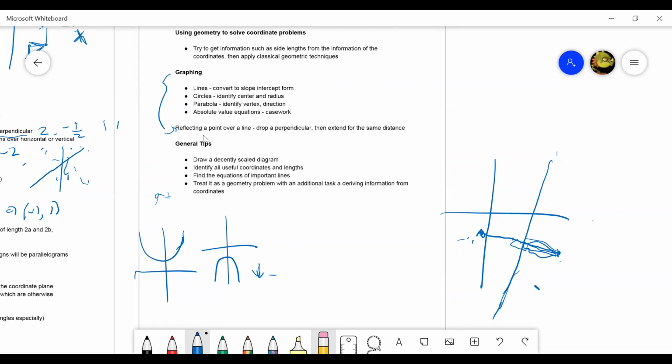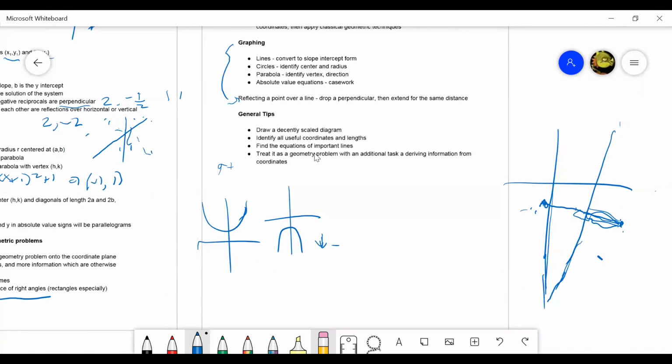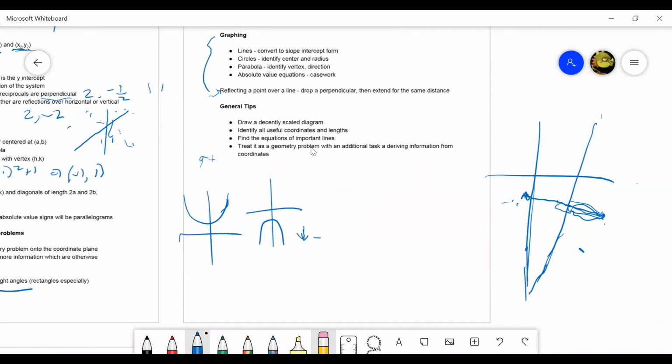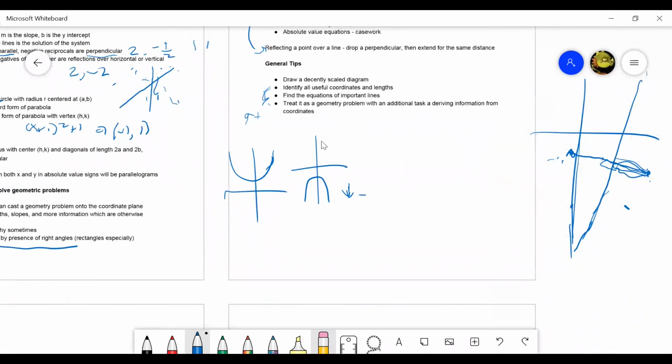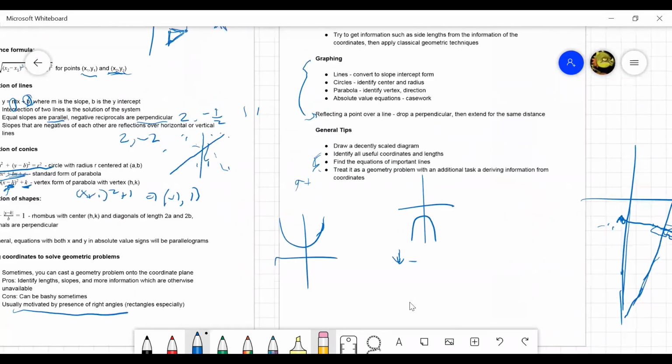And lastly, just some general tips. You need to draw a decently scaled diagram. Again, with geometry problems, you want to draw accurate diagrams. They don't have to be super pretty, but as long as they get the job done, it's okay. Identify all useful coordinates and lengths. That's basically just, again, make sure you use all the information given in the problem, and then just solve for stuff. That's really it. I've talked about these last ones already, so I won't emphasize them too much. So yeah, that's really it for the lecture stuff.